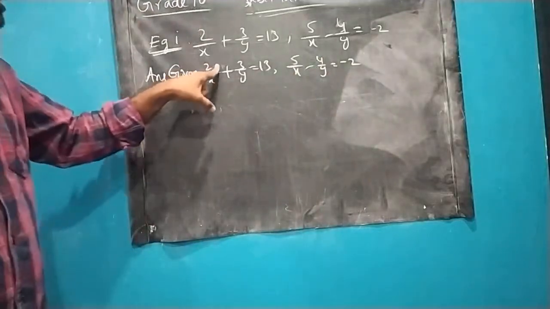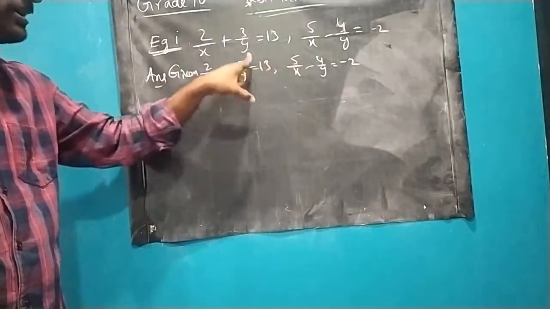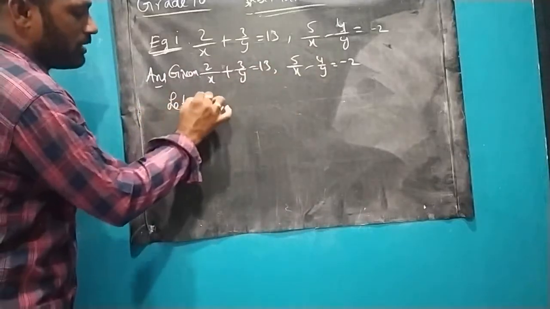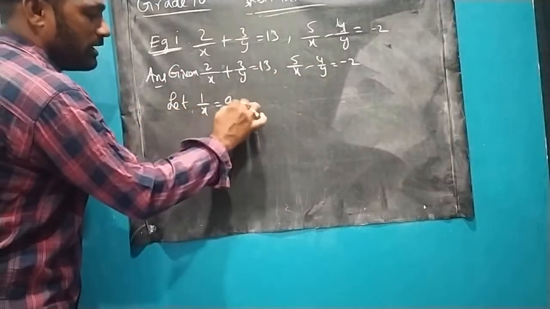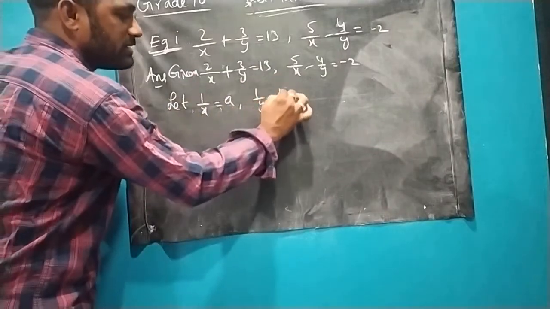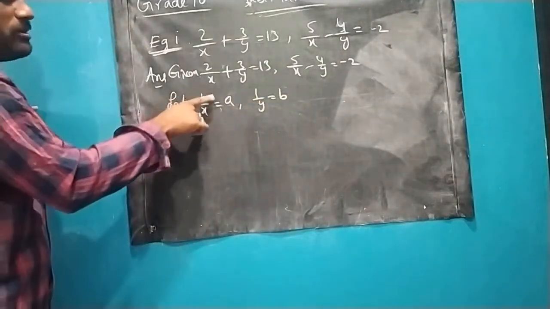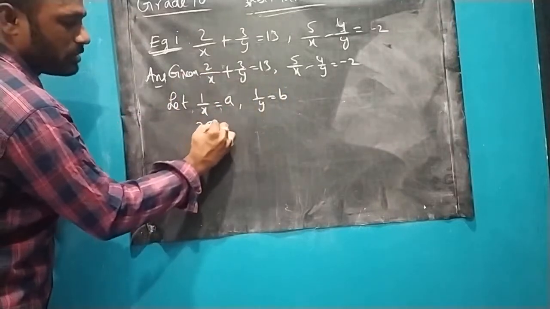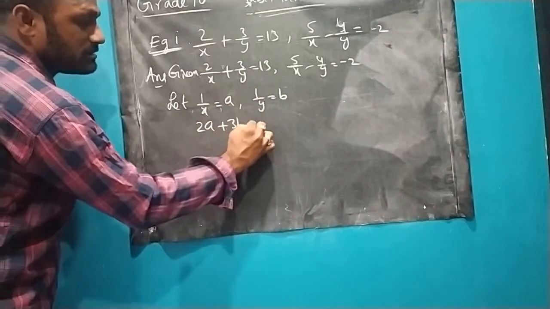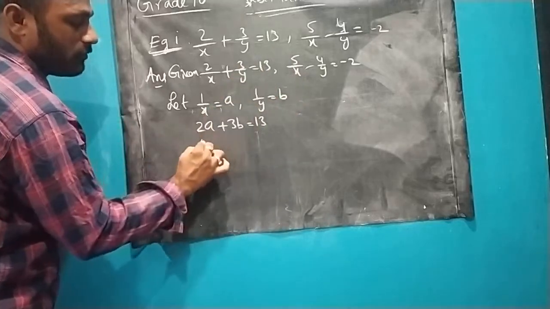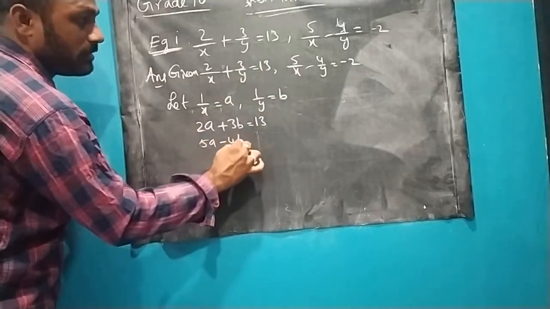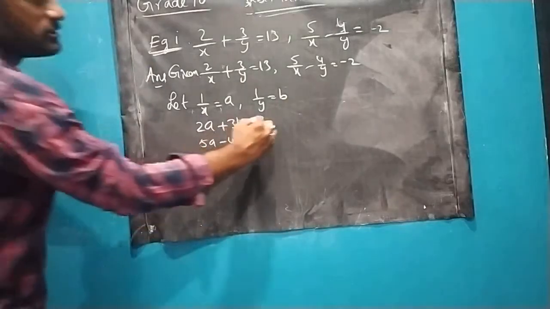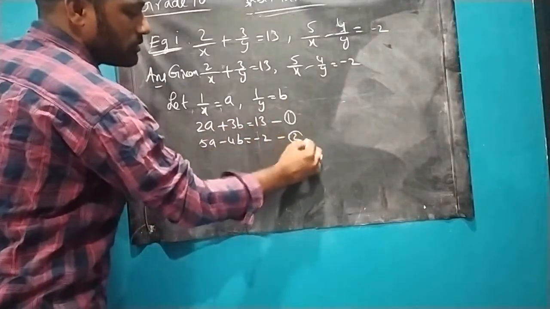Now, if you observe here, 1 by x is there in both, and 1 by y is also there in both. So I will let 1 by x be equal to a, and 1 by y be equal to b. Means I am assuming 1 by x is equal to a, 1 by y is equal to b. So what will the equations become? 2a plus 3b is equal to 13, and 5a minus 4b is equal to minus 2. I got the two equations here: this is the first equation, this is the second equation.